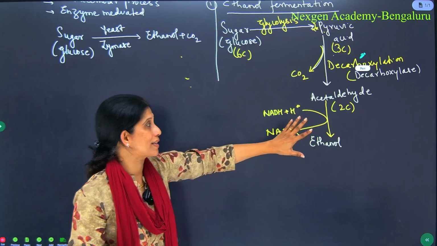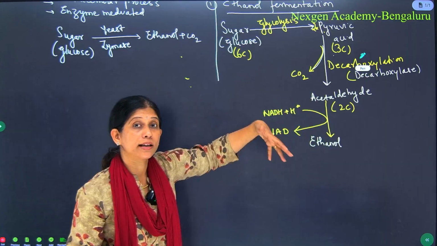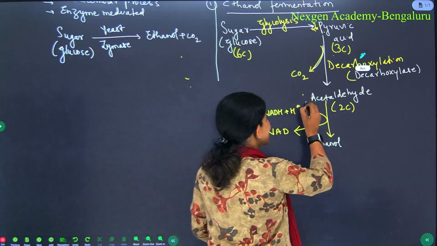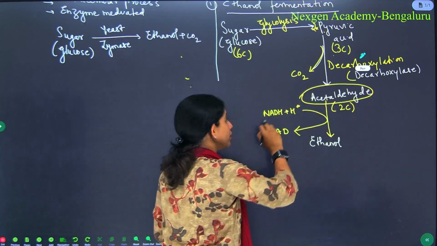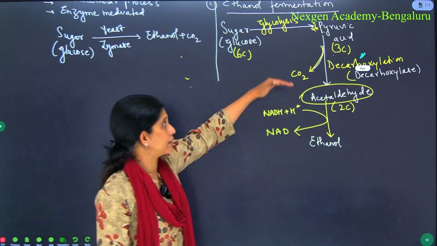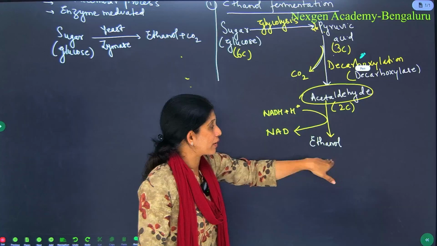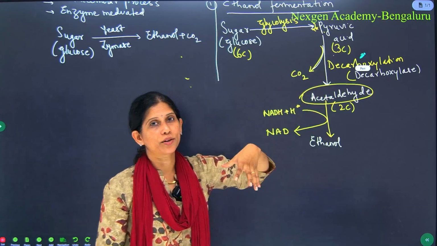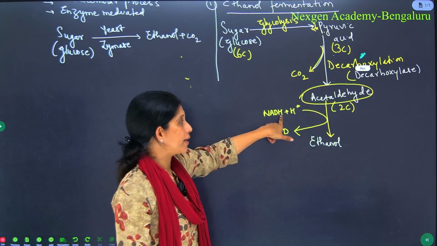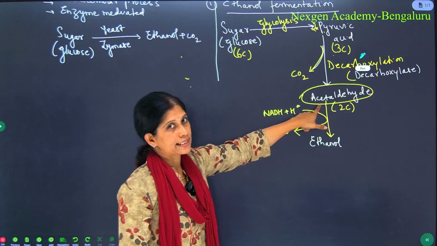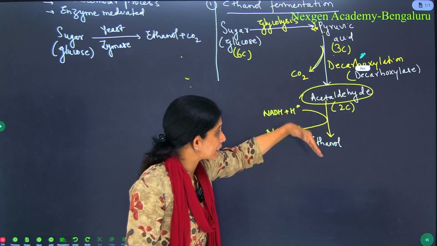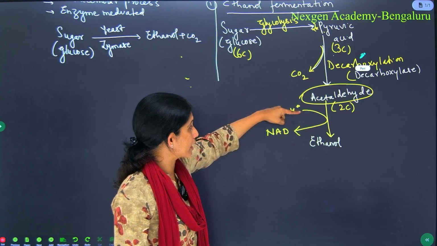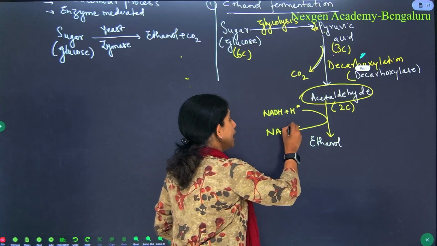I have seen a question: what accepts the electrons or hydrogen during alcohol fermentation? It is acetaldehyde, which is not included in the textbook. The textbook goes directly from pyruvic acid to ethanol. So what takes the hydrogen atom or electron from NADH? It is taken by acetaldehyde. So acetaldehyde is getting reduced to ethanol, whereas NADH, which is the reducing agent, is getting oxidized to NAD plus, right?